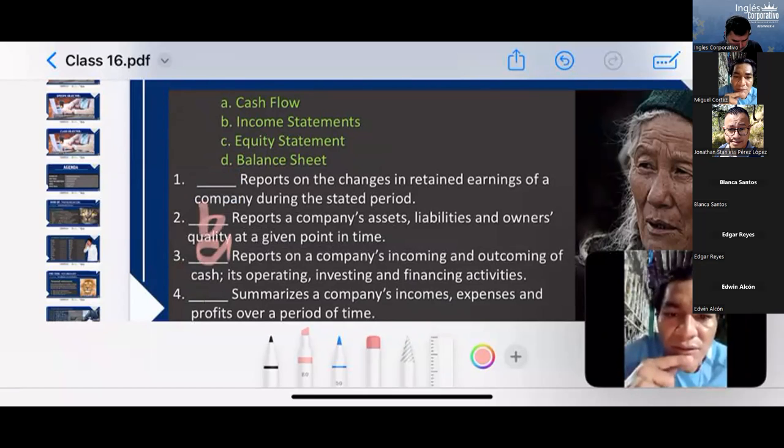Balance sheet. What is the meaning of balance sheet?